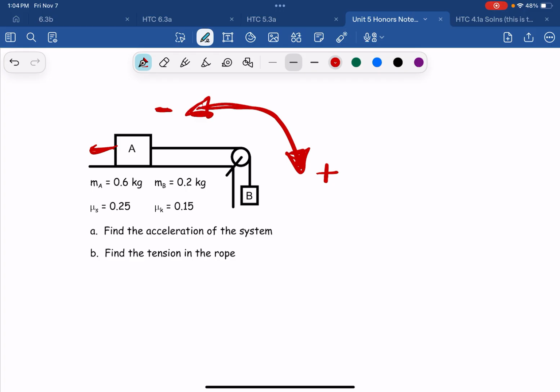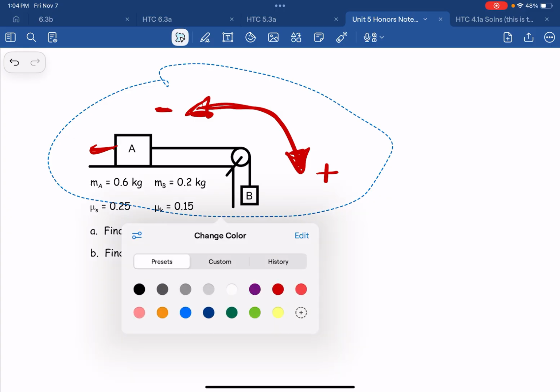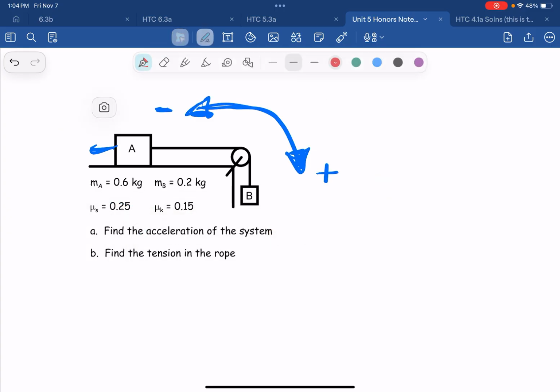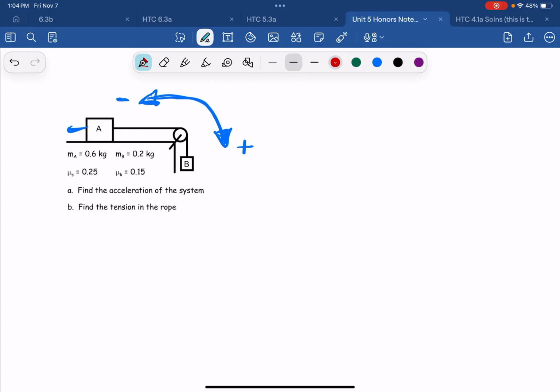Okay? So now what I'm going to do is consider the individual objects. Let's make a free body diagram for box A. So here we go. Here's box A. The problem tells us the mass, so I can go ahead and find my force of gravity. And there's a normal force canceling that out. Again, one of these has to be negative. It doesn't really matter which one.